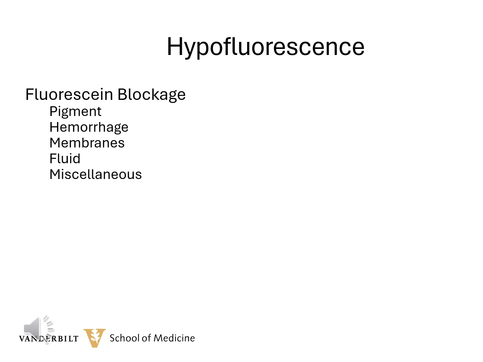Now we'll move on from pigment causing hypofluorescence to hemorrhage. Hemorrhages, wherever they occur, at whatever layer, will block fluorescence. If the hemorrhage is anterior, it'll block the anterior retinal vessels. If the hemorrhages are deeper in the retina, you will see the retinal vasculature, but the choroidal features will be blocked.